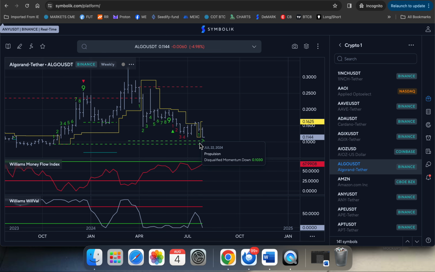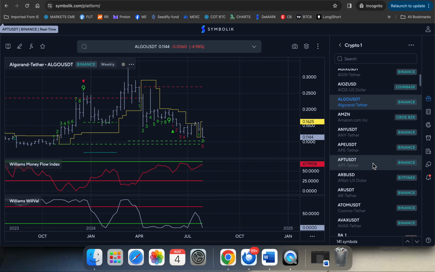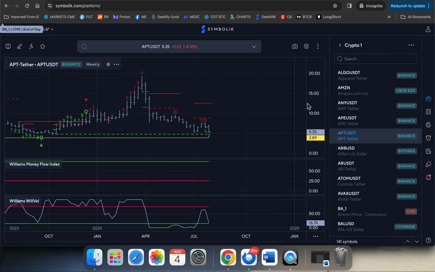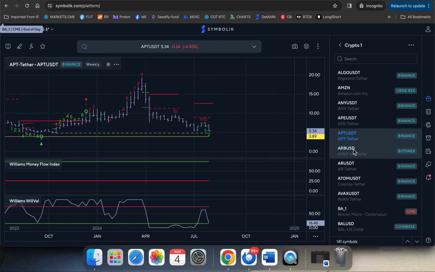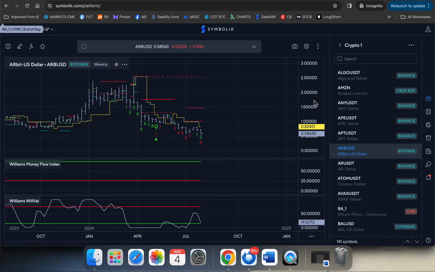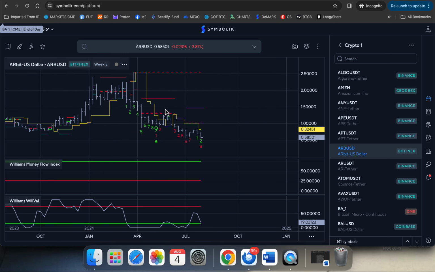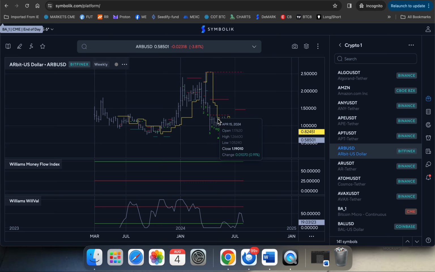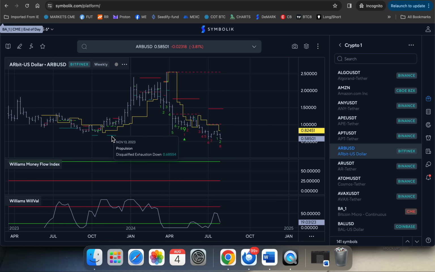10 cents on Algo, maybe even as low as 9 cents. You got 6 or 7 cents right there on a disqualified exhaustion down. APT, I don't think I did APT or Arweave. Let's say 479 to 389 on Aptos, APT. Arweave, that's Arbitrum. I'm not seeing any support on Arbitrum. You're already below this zone, below 68, so I don't like that.